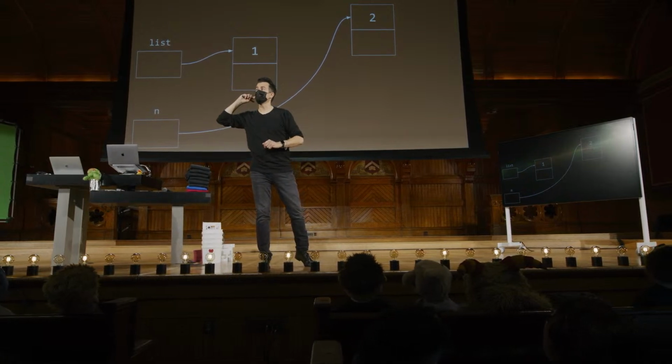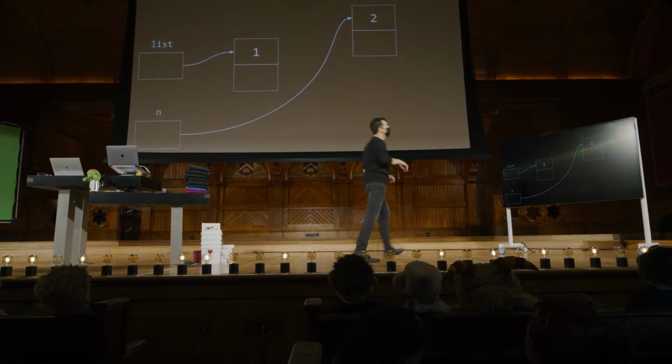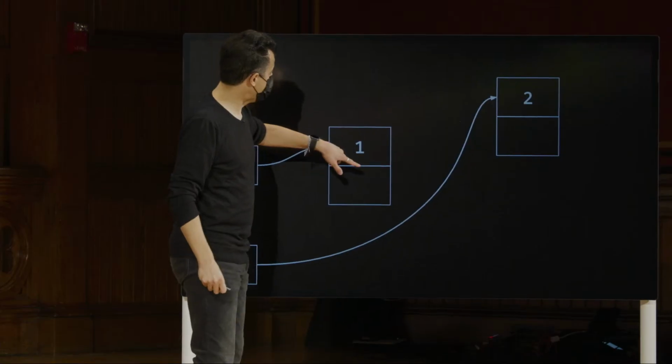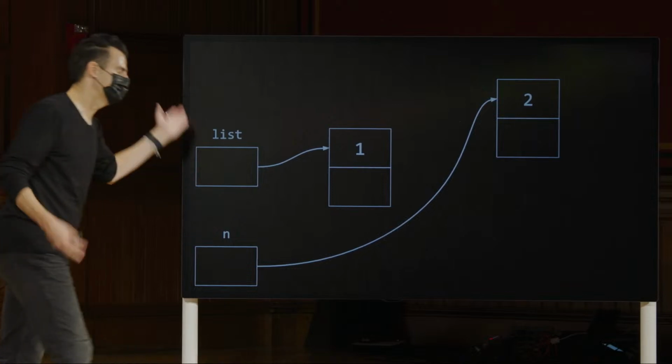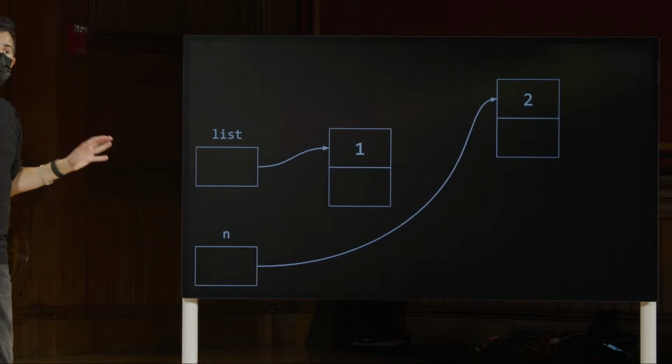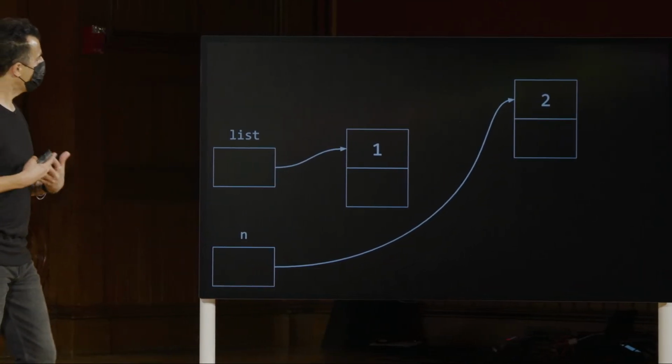Oh, the 1 needs to point to the 2. Sorry, the 1 needs to point to a 2. So we somehow need an arrow coming off of this thing pointing to the 2. And then at the end of the day, it doesn't matter what n continues to point to, because it was meant to just be temporary. So how could we do this?